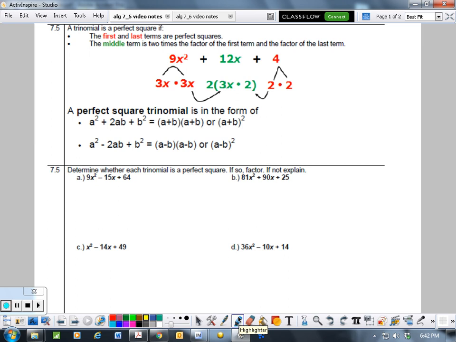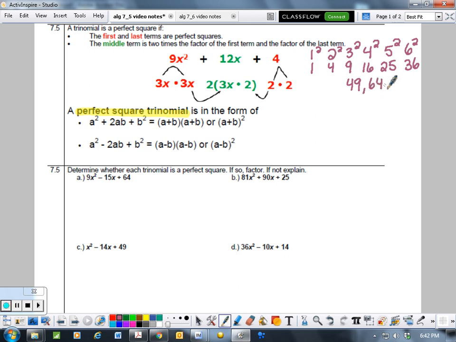A perfect square trinomial occurs when your first and last terms are perfect squares. If you don't know what a perfect square is, it's a number that's been squared. So 1 squared is 1, 2 squared is 4, 3 squared is 9, 4 squared is 16, 5 squared is 25, 6 squared is 36, 7 squared is 49, 8 is 64, 9 is 81, and 10 is 100.